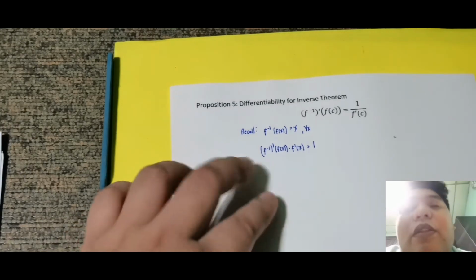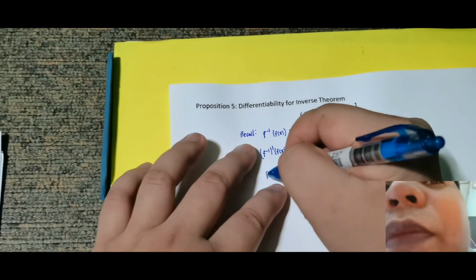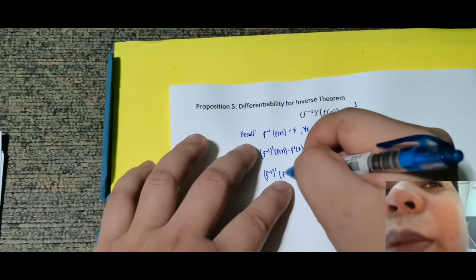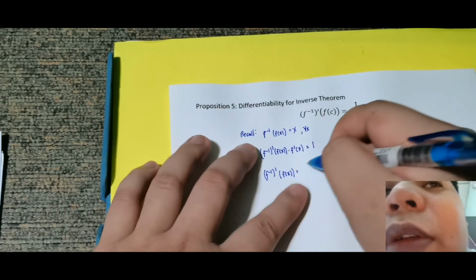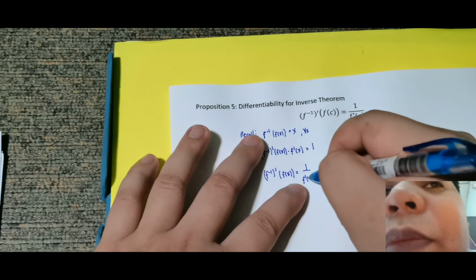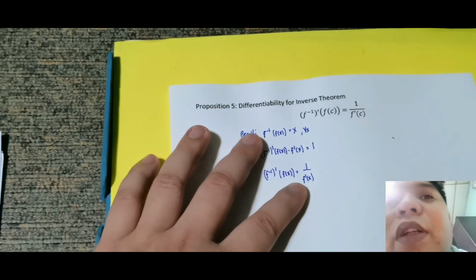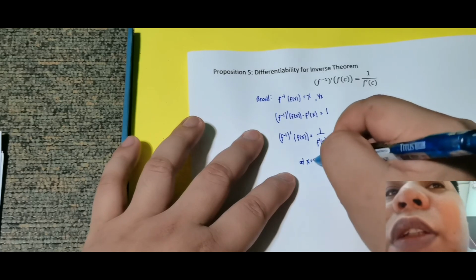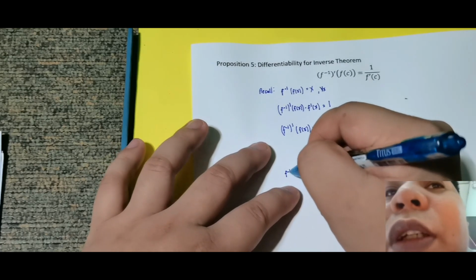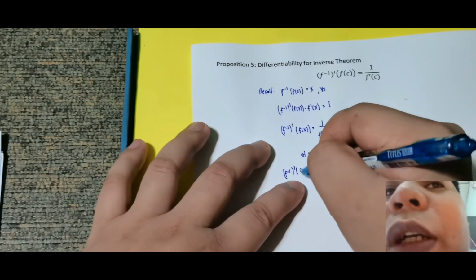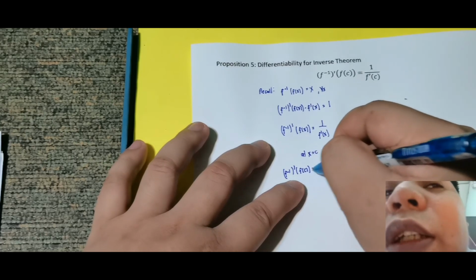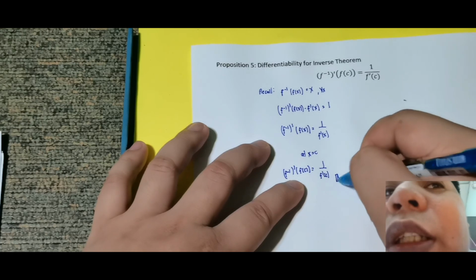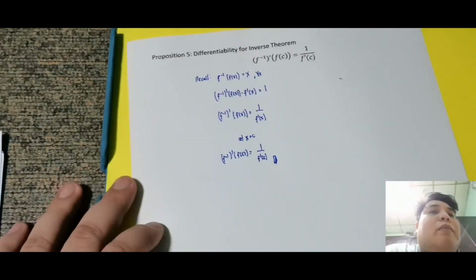Then f inverse prime of f of x is just equal to 1 over f prime of x, which we have obtained. Now we evaluate at c. So at x equal to c, f inverse prime of f of c is equal to 1 over f prime of c. So therefore that is done. It is that simple.